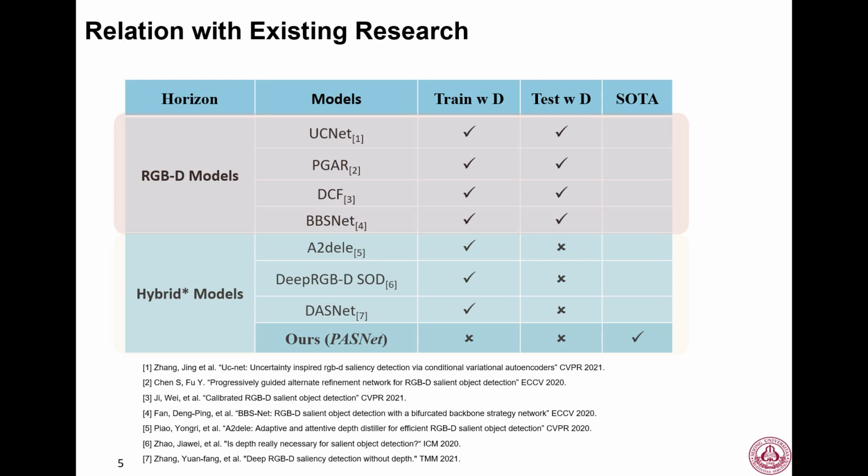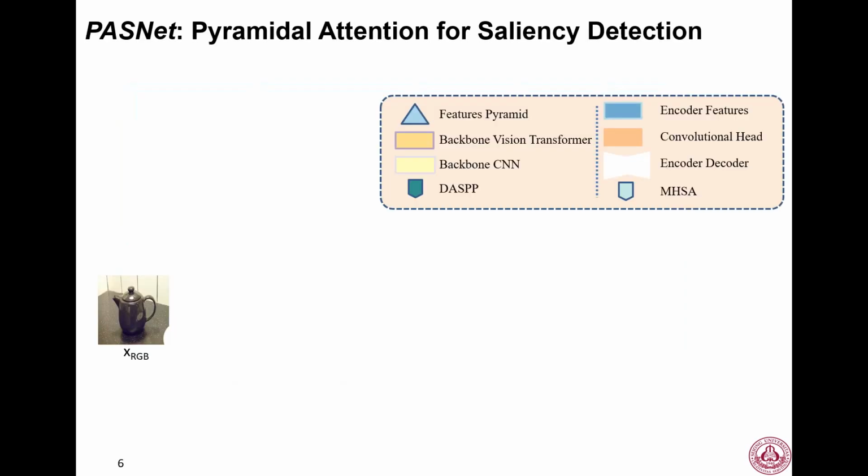The hybrid models, in contrast, are trained using RGB and depth data, but the testing phase is functional without depth data dependency. The table shows how the proposed model is different from existing ones and achieves state-of-the-art performance. In this work, we present PASNet, a novel pyramidal attention and transformer-based architecture for SOD.